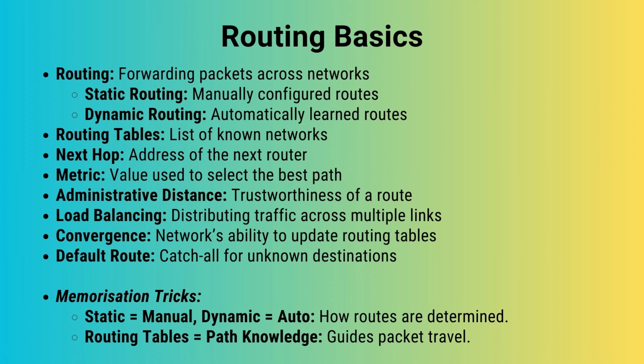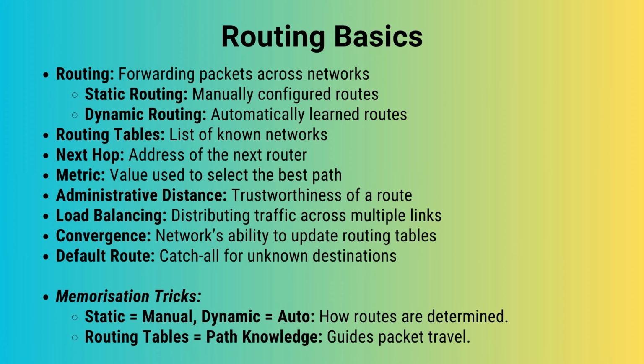Routing is the process of forwarding data packets between different networks based on IP addresses. We have static routing with manually configured routes, good for small, stable networks, and dynamic routing that learns routes automatically, ideal for larger, more complex networks. A routing table contains destination networks, next hops, exit interfaces, and metrics. The routing process involves receiving a packet, checking its destination IP, consulting the routing table, and forwarding the packet to the next hop or exit interface.